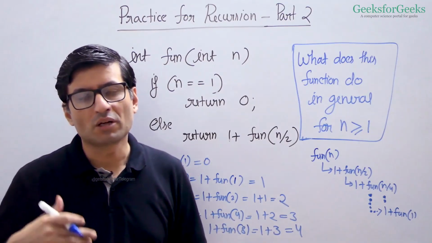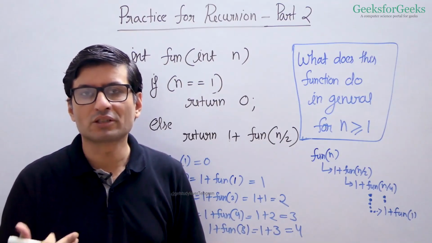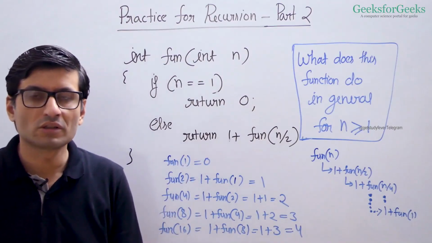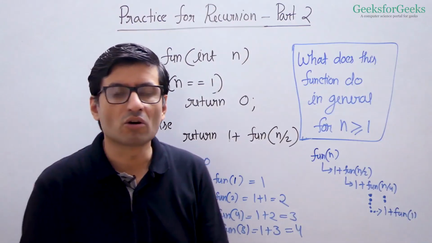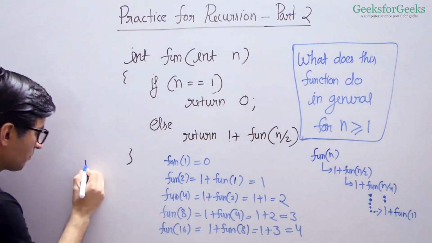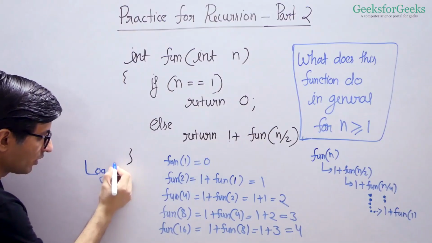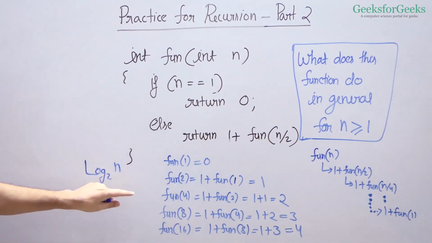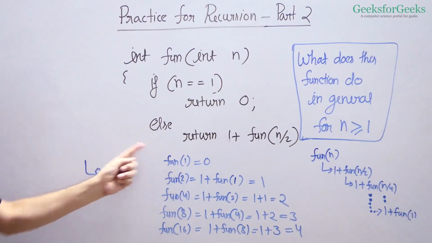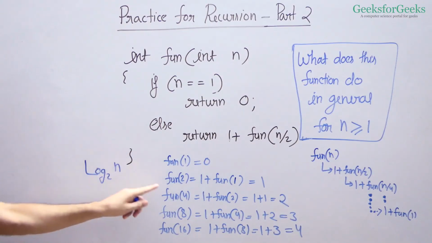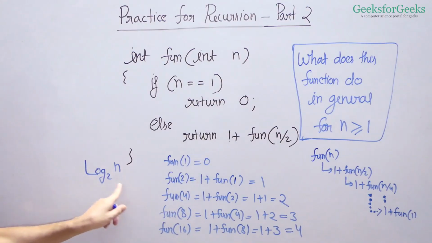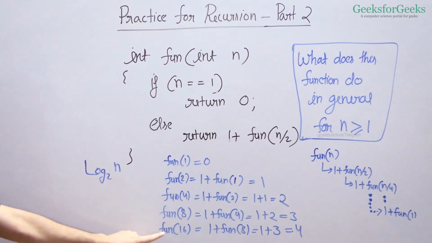So when we multiply our input by 2, our result is incremented by 1. And this is the nature of log. So this function returns log base 2 of n when n is a power of 2. You can notice that fun1 is 0. Log 1 is 0, log 2 base 2 is 1, log 4 base 2 is 2, log 8 base 2 is 3, and log 16 base 2 is 4.